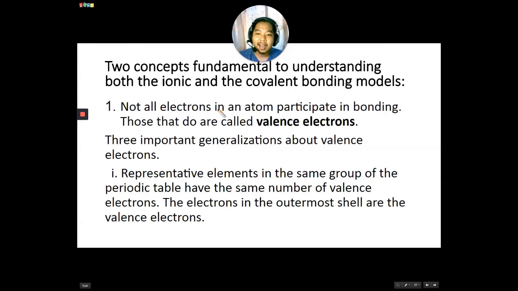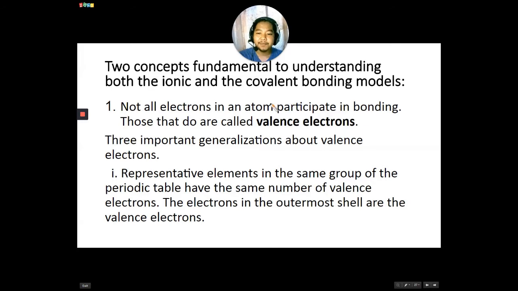So we have two concepts in understanding the covalent bonding models. First, again, repetition na lang to. Only the electrons in the outermost shell, or the valence electrons, are participating in this kind of sharing. So walang pakialam yung mga core electrons. They don't actually care what's happening. But the essential ingredient for a chemical bond to occur are your valence electrons. And that is to be determined by their group number.